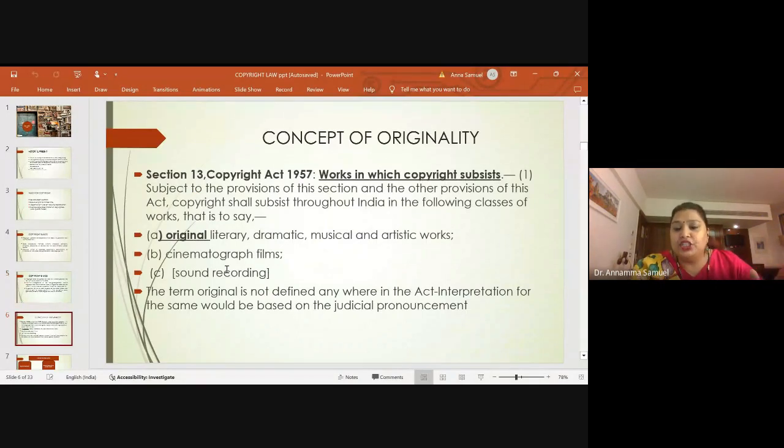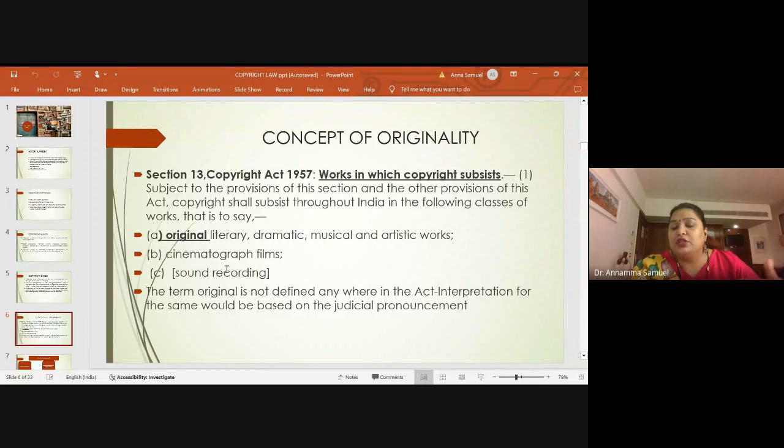So section 13 talks about in which all kinds of works the copyright exists. Now, originality, though it is not defined in the Act, is given for the literary, dramatic, musical, and artistic work. Now, you might ask why originality is not given for the cinematographic and the sound recording. But per se in the Act, it is not mentioned.